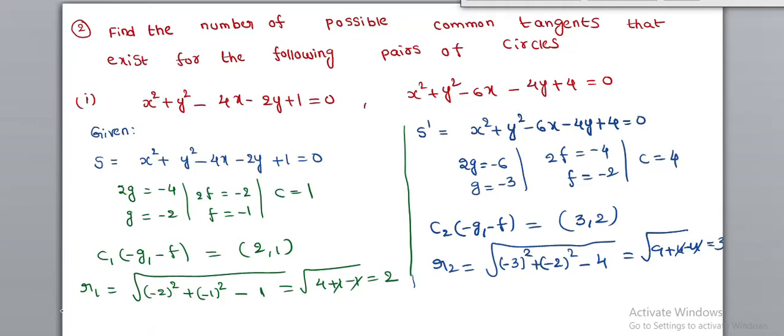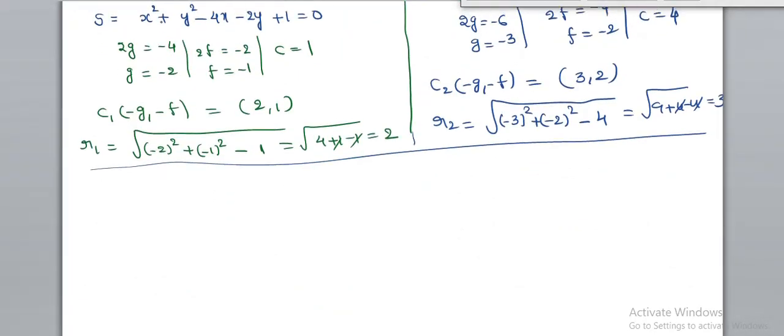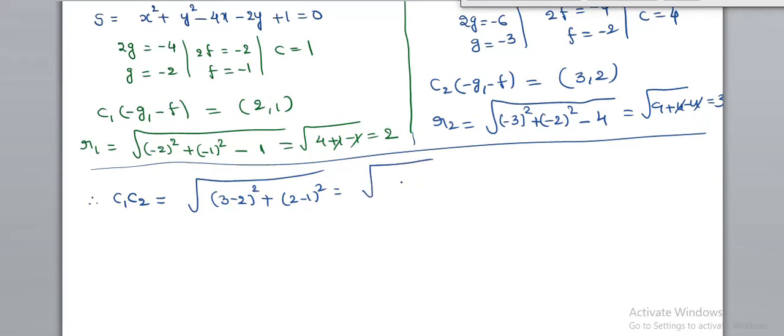So R2 value 3. So the condition you should follow: distance of the two centers C1 C2 is square root of (3 minus 2) whole square plus (2 minus 1) whole square. That is 1 square plus 1 square, 1 plus 1, 2, root 2. R1 plus R2, 2 plus 3, is equal to 5. So root 2 is not the exact value.